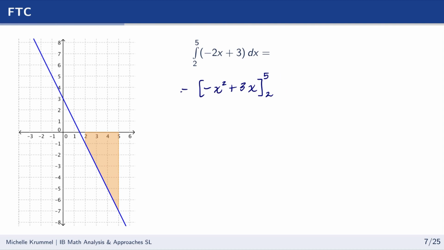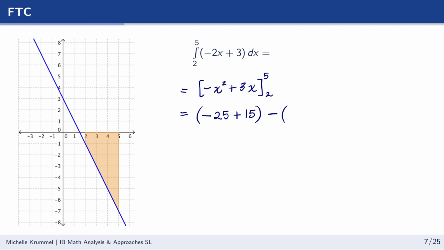Now we just need to substitute in the 5. So negative, and then 5 squared is 25, plus 3 times 5 is 15. Okay, so I'm subbing in the upper bound. Put parentheses around that. And then minus, now parentheses again, because here's where we're going to sub in the lower bound, and we want to make sure that we're going to distribute this subtraction.